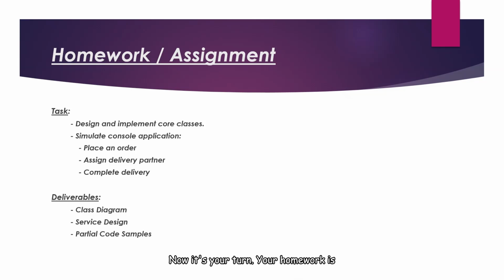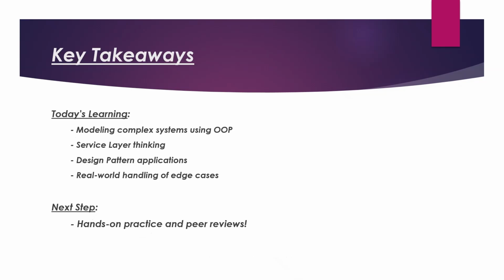Now it's your turn. Your homework is to build the basic class structures for this system. Define the classes for user, customer, delivery partner, restaurant, menu item, order, payment, and review. Implement basic service classes like order service and delivery service. Simulate a user browsing restaurants, placing an order, assigning a delivery partner, and completing a payment. Focus on correct class relationships, clean method signatures, and using appropriate design patterns where applicable.